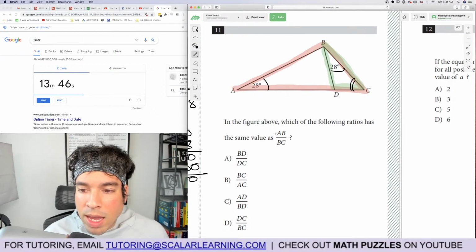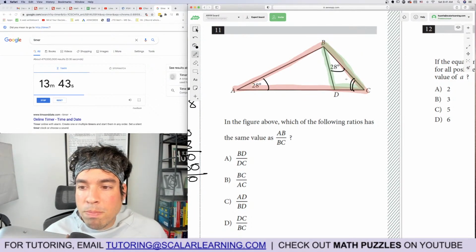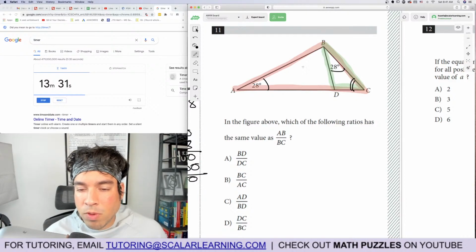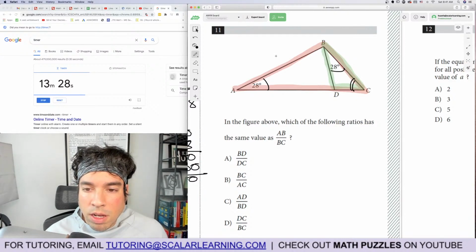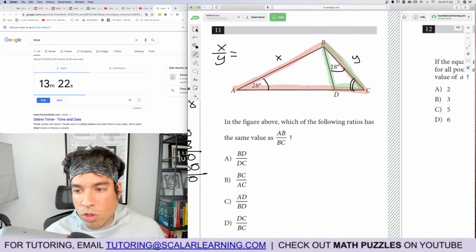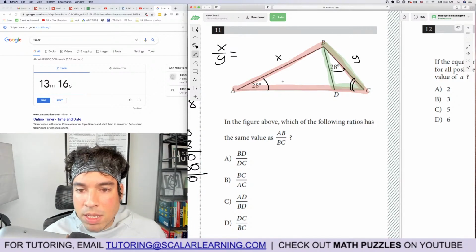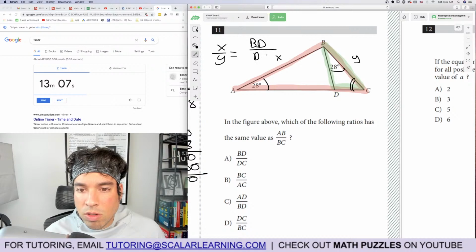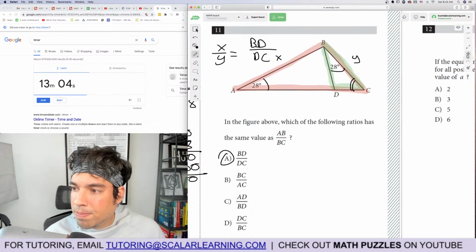So they want AB over BC, so that's this one over this one, right? It's opposite this angle over opposite the 28. Would be the same as in the green triangle. I'm going to say AB over BC, so X over Y is equal to, and then X is opposite that guy. So what's opposite this guy? It's BD, because that's also opposite the double angle. BD over, and then for the little one, the one opposite 28 is DC. So there's the answer. BD over DC, boom, done.